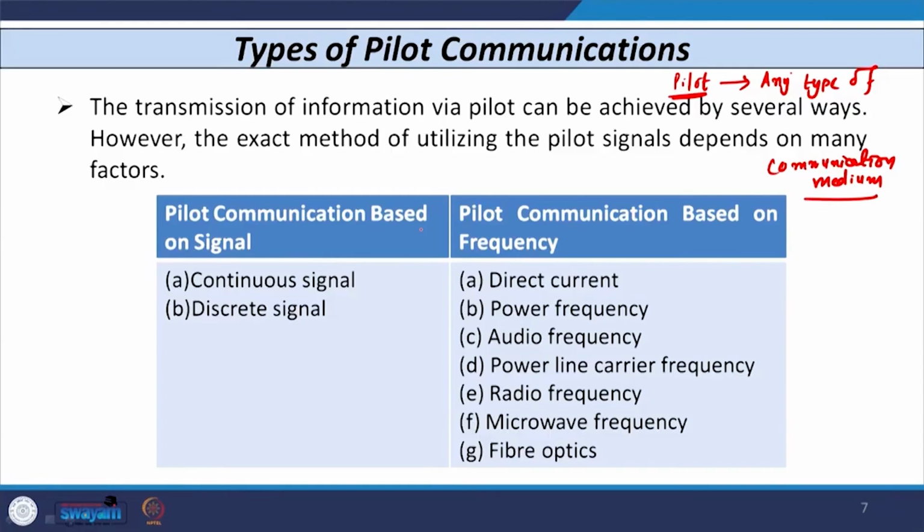Now let us see what are the different types of pilot or communication medium utilized by the utility. When I consider the transmission of signal using this pilot, there are several ways, and basically it is divided in two parts. The pilot communication based on signal, and the pilot communication based on frequency. So, you can communicate by transmitting certain signals, or you can utilize different values of frequencies, different bandwidths of frequencies, and then transmit the signal. Let us first discuss how pilot communication is carried out based on signal.